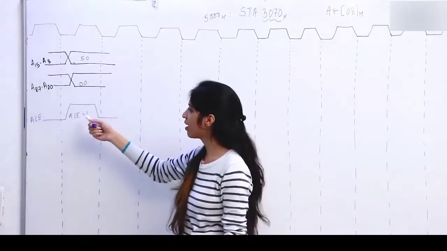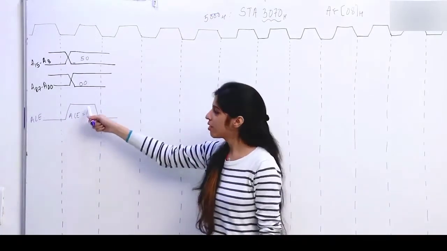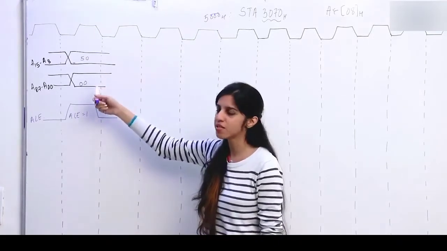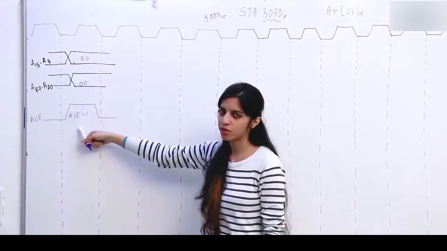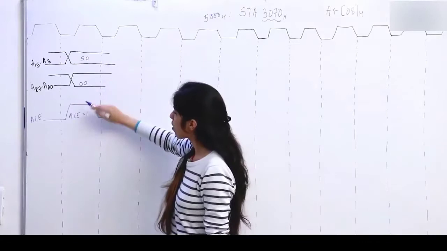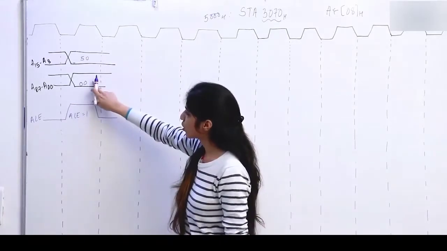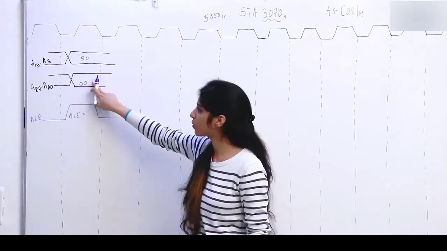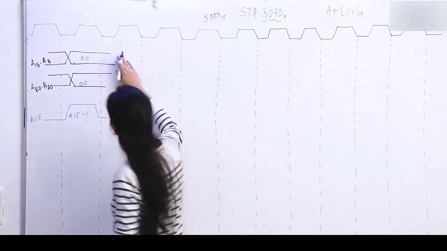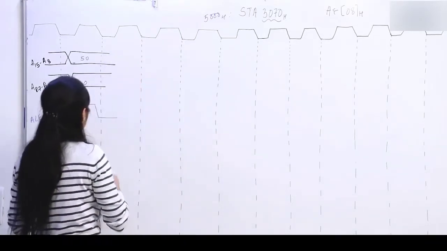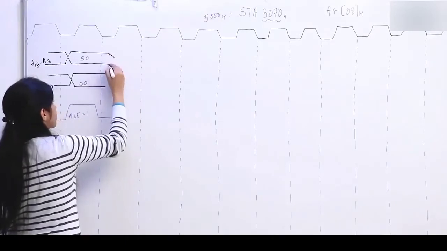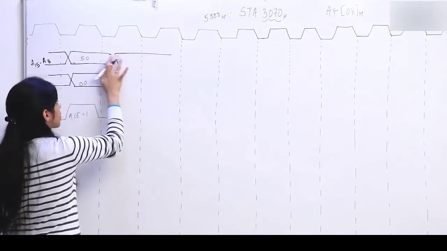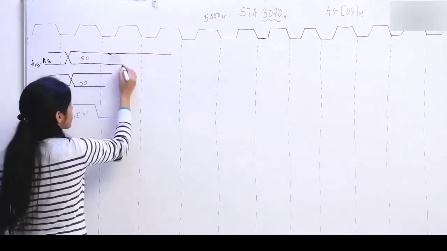Already we have seen that unless we make this ALE 1, this is not going to act as address bus. This is a multiplexed bus, it can act as address bus as well as data bus. So when we want to use it as address bus, we have to make ALE 1. As soon as we have made ALE 1, this is going to act as address bus. The address 5000 is going to be loaded in the program counter, and from that location we are going to read. This has no use, so this will stay as it is.